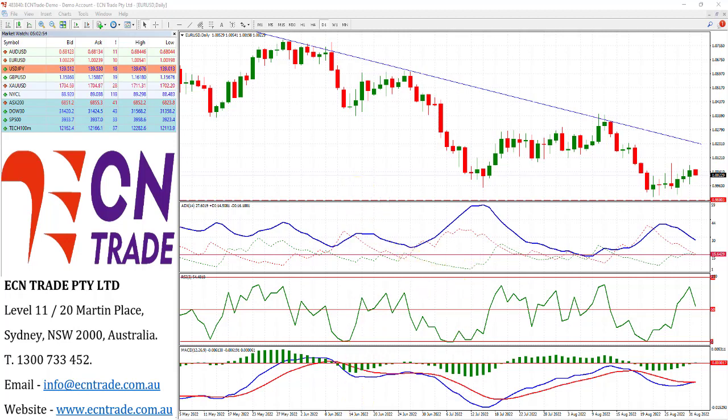With that all being said though, the European Central Bank meets on the 8th of September, and there has been much talk that there could be a 75 basis point rate hike, even though recession risks loom. Nevertheless, that has kept the momentum going a little bit for the euro, so let's see if it can continue and also sustain above parity.